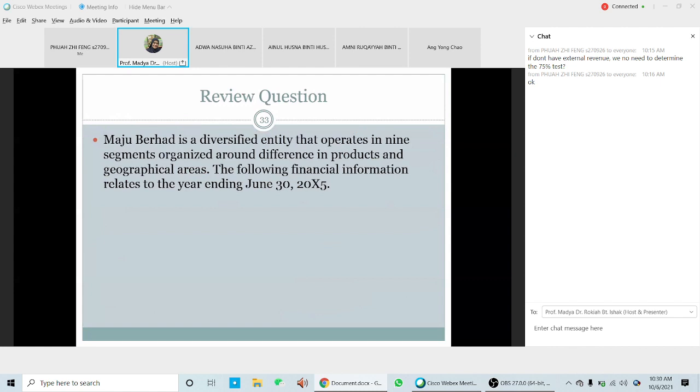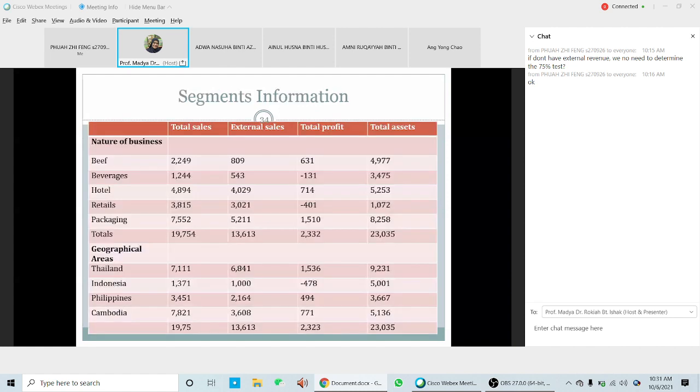Altogether, you have 9, based on product and also based on geographical. So this is what they have. This is your operating segment: operating segment in terms of nature of business, and the other one based on geographical. For business, they have 5 altogether, and for geographical, they have 4. So altogether it would be 9 operating segments.